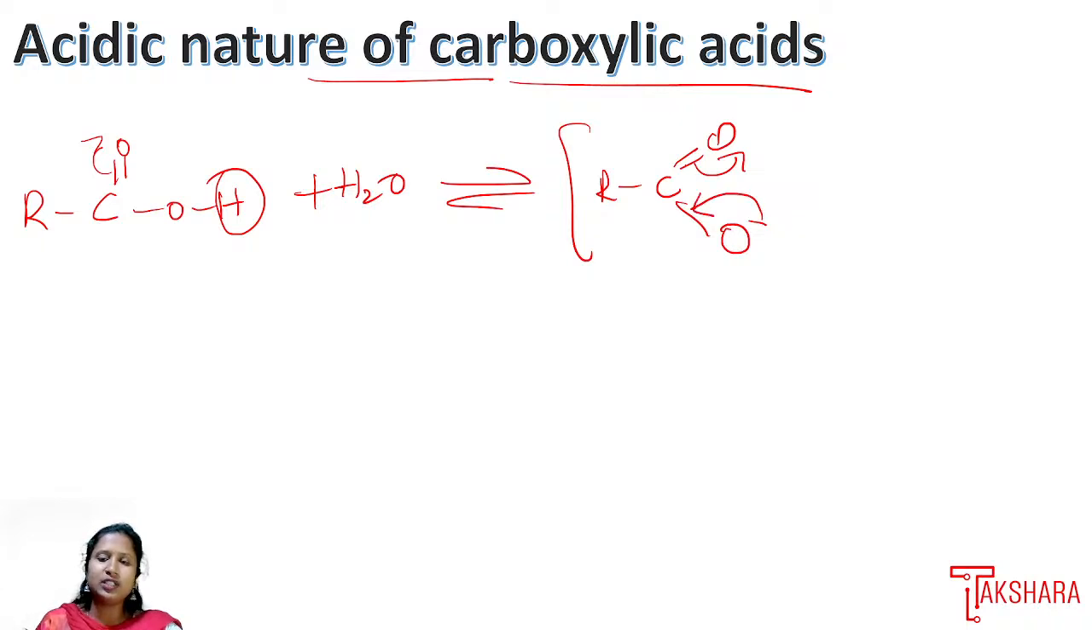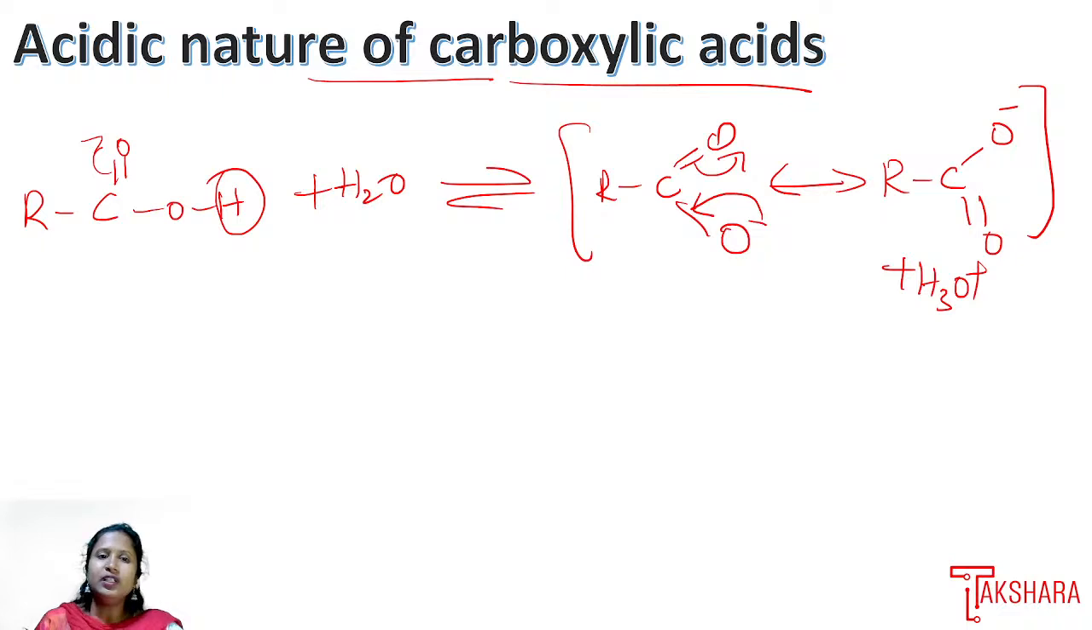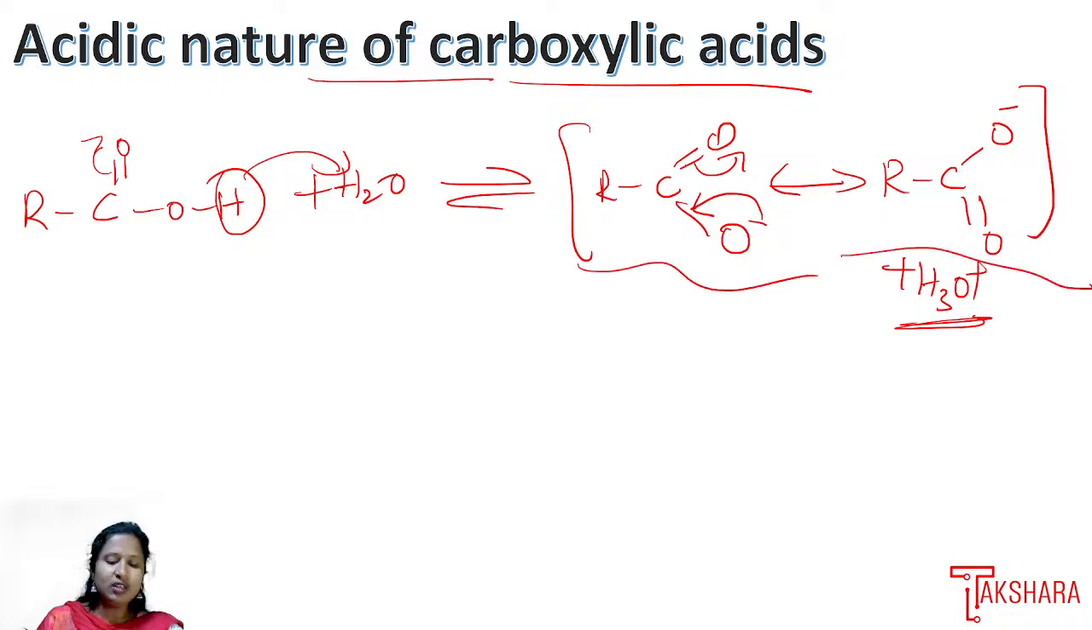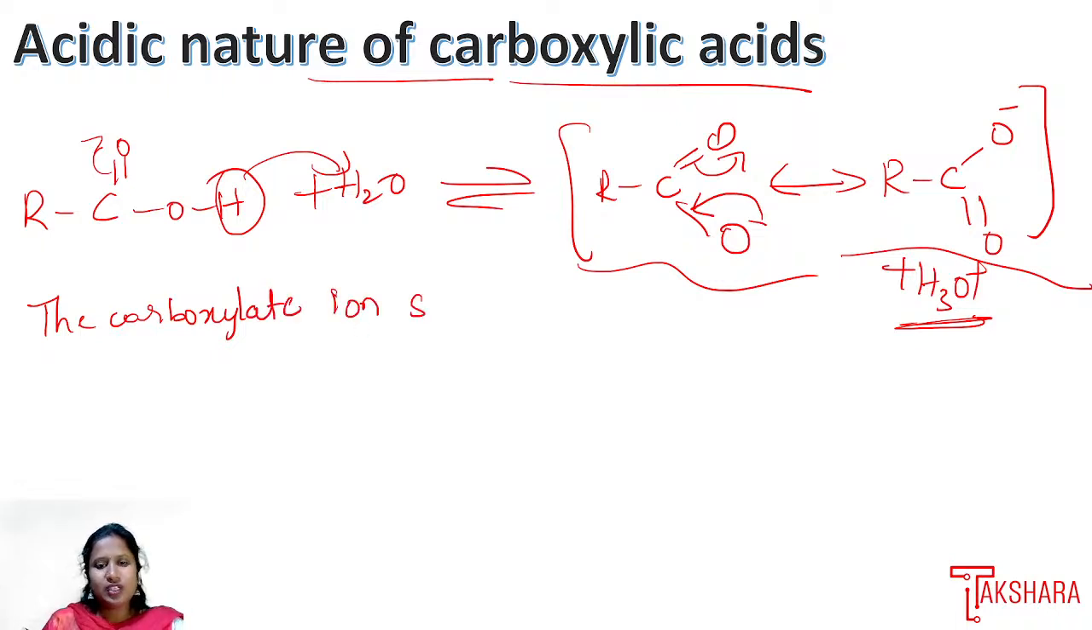It shifts here, and one more resonance form we can write like RC double bond O and plus H3O plus. When the proton comes here we get H3O plus, and we can see two resonating forms. So the carboxylate ion is stabilized by resonance.